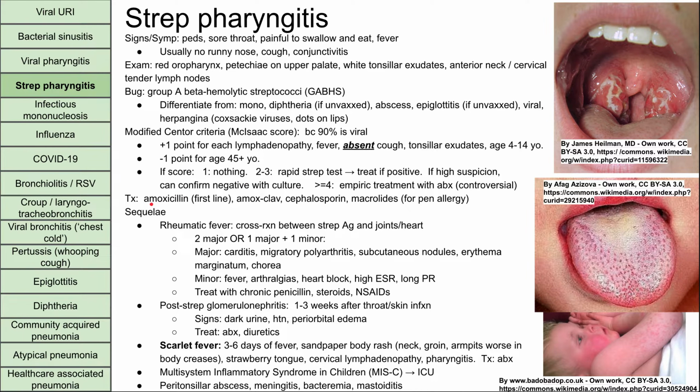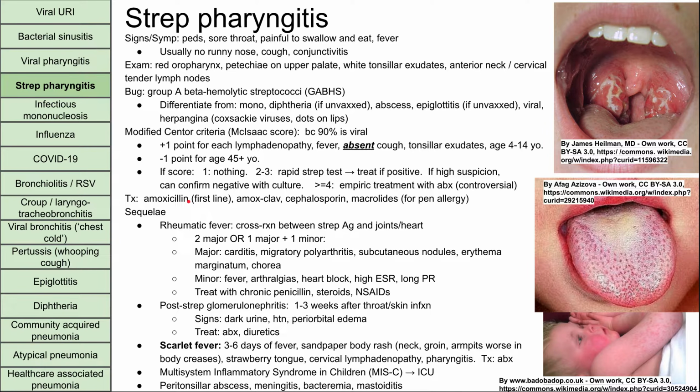The first line is amoxicillin for strep throat. If there's a strain that is resistant to amoxicillin, you might try amoxicillin clavulanate. If a person has allergies, you can try other things like cephalosporins and macrolides, depending on the severity of the allergy, like we talked about for bacterial sinusitis. But essentially, first line is amoxicillin.